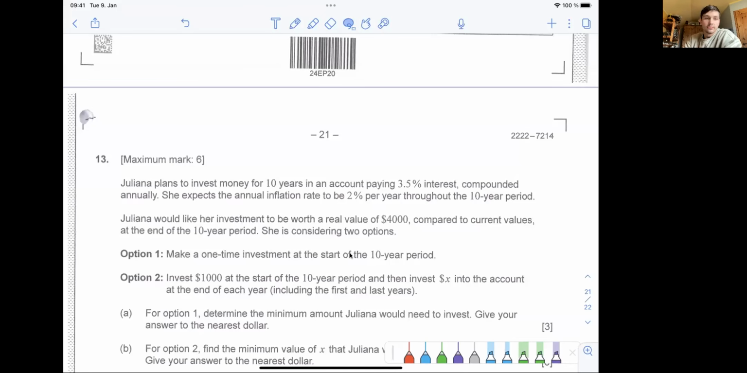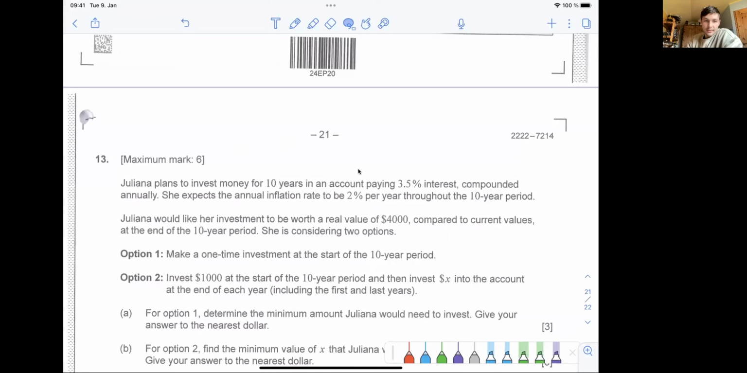Question 13. Juliana plans to invest money for 10 years in an account paying 3.5% interest compounded annually. She expects the annual inflation rate to be 2% per year throughout the 10-year period. Juliana would like her investment to be worth a real value of $4,000 compared to current values at the end of the 10-year period. She is considering two options.